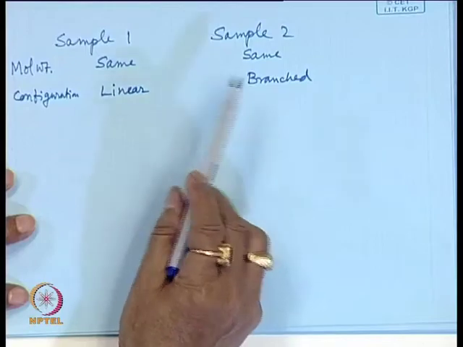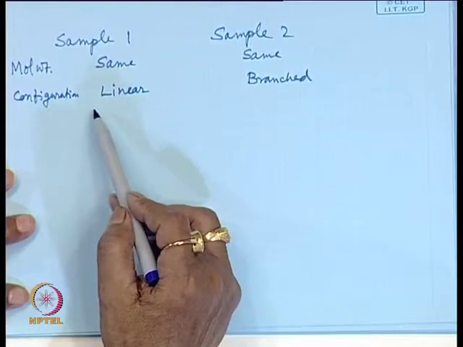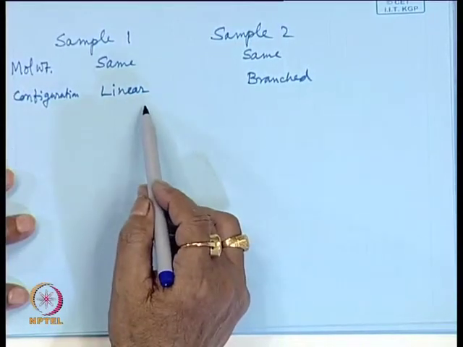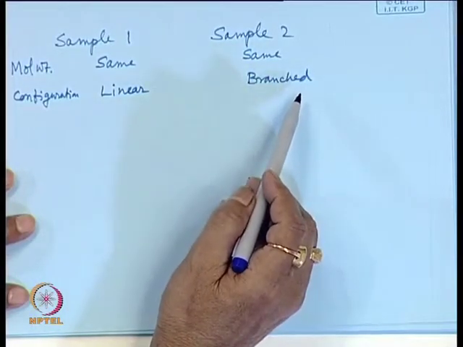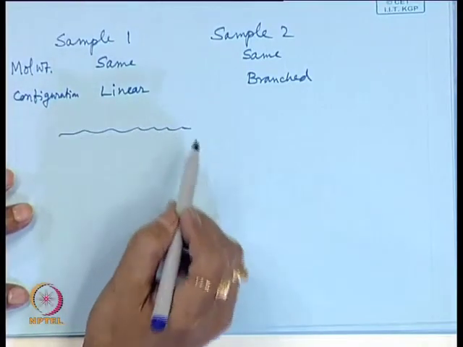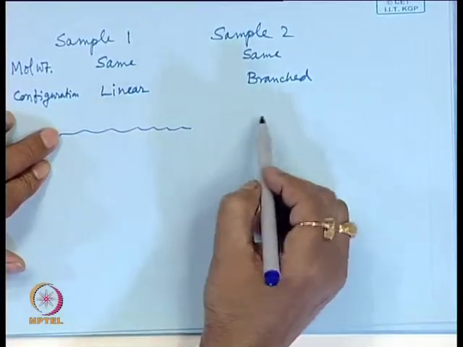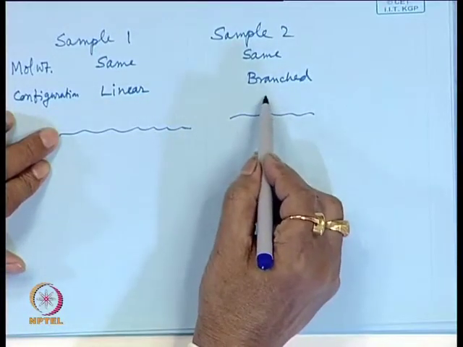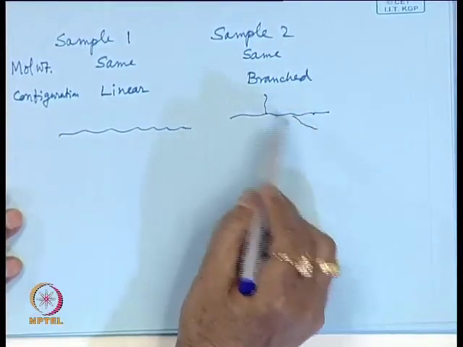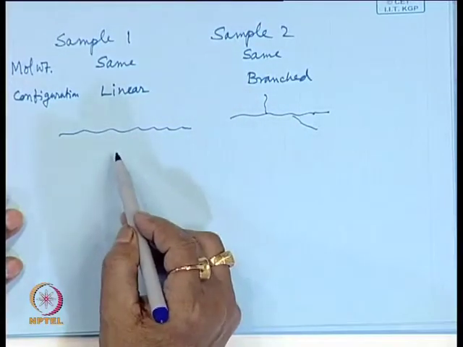Two samples, sample 1 and sample 2, both have the same molecular weight. Sample 1 contains linear molecules and sample 2 contains branched molecules. If I show you this way, suppose this is the length of the polymer molecule. Now, this length can be shown this way. So, the overall length, the overall mass of the polymer is the same. This is branched, this is linear.